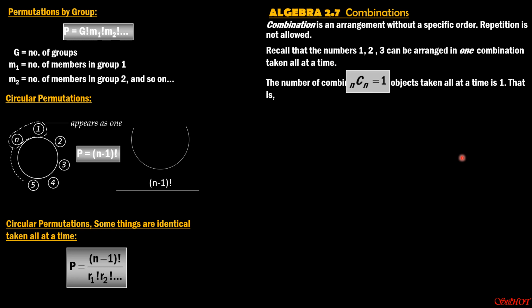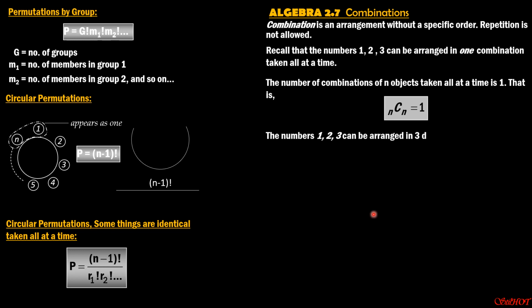So that's why there's only one combination. So that's the reason nCn equals 1. So for example, 5C5, that's 1. 4C4, it's 1. 3C3 is 1. So use that formula, the 3C3. That is equal to 1. There is really one combination.